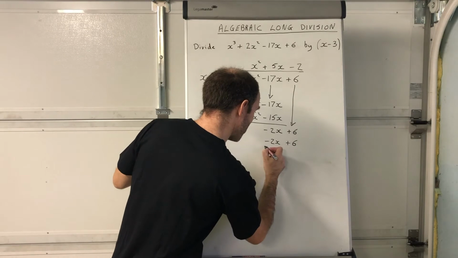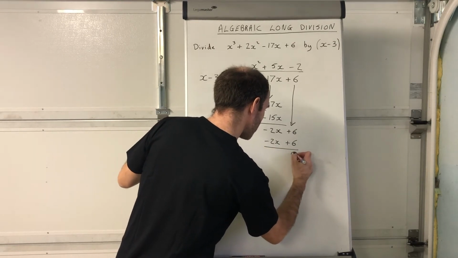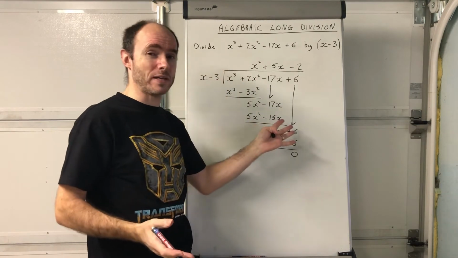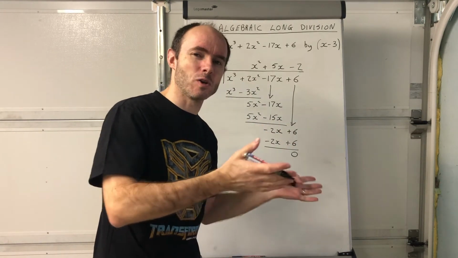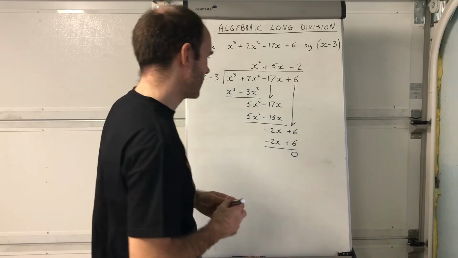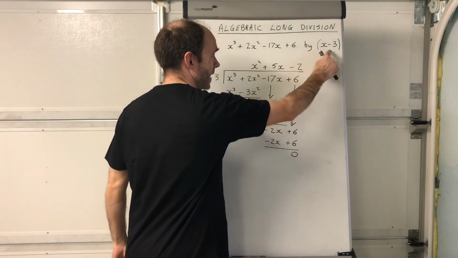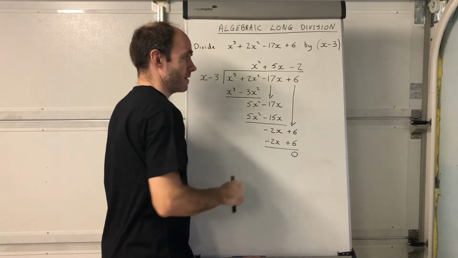Okay, remember what I said about the final bit? If you find the difference between them and you get 0, that means there's no remainder. This is a simple example, there's no remainder, but in other questions there could be a remainder. So what that means is when you divide this by x minus 3, you get x squared plus 5x minus 2.